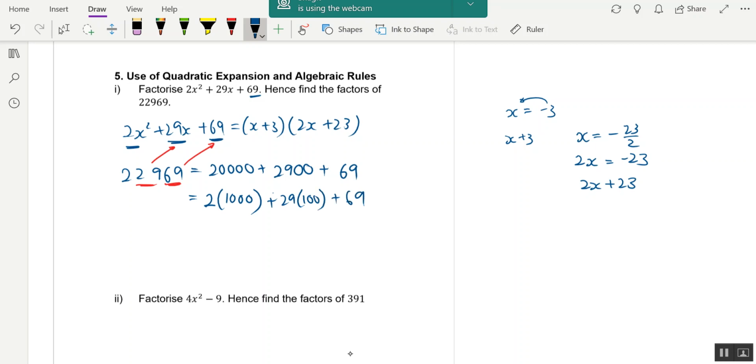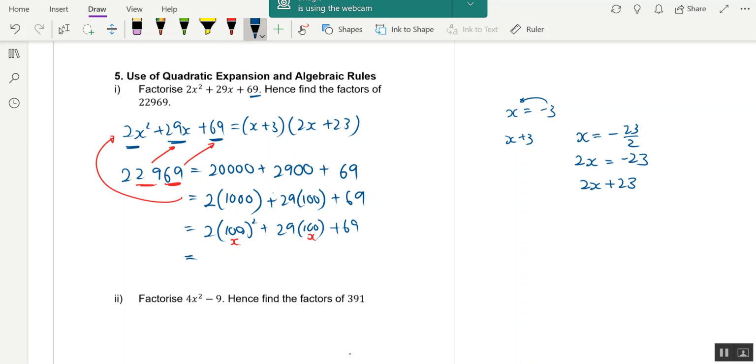And 69. Okay, and how is this relatable to this? Because 22,969 is 2 times 100 squared plus 29 times 100 plus 69. So you can see that x is equal to 100. Okay, we have to relate the question to the first part if it's a hence kind of question. The question asks us to break them up into two factors already. So I already know that my 100 is the x.